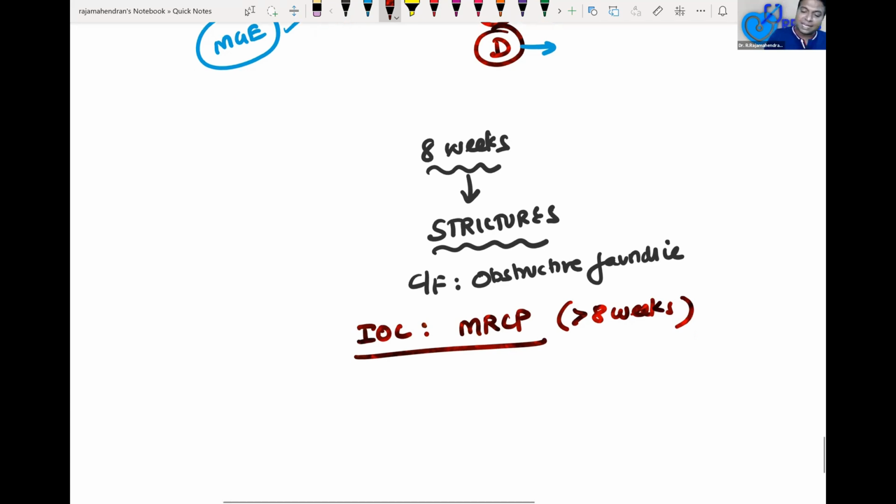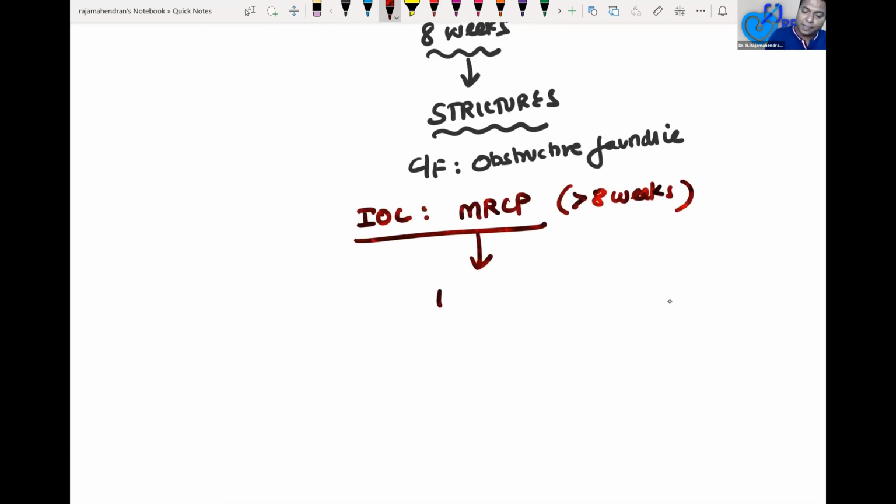In MRCP, there is a classification of strictures. I hope you know that. I'm not going into that. That is the Bismuth classification of strictures. So that will tell you where the stricture is, what type of stricture, everything is there. That is beyond the scope of this chapter.